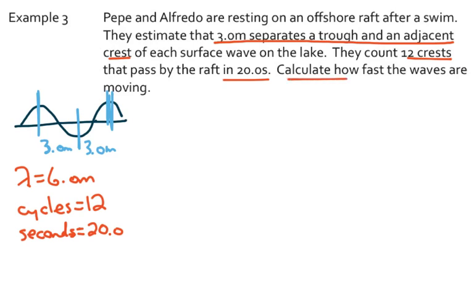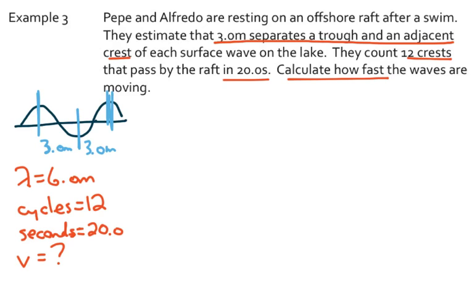We're being asked to calculate how fast the waves are moving. How fast? The speed, so v. So things change slightly when we're looking at the equation here. Now we need to look at this from the perspective of, what do I need to find? I need to find v. What equations have v in it? Only one, v equals f lambda.